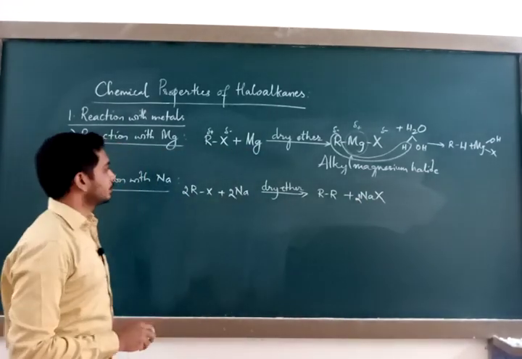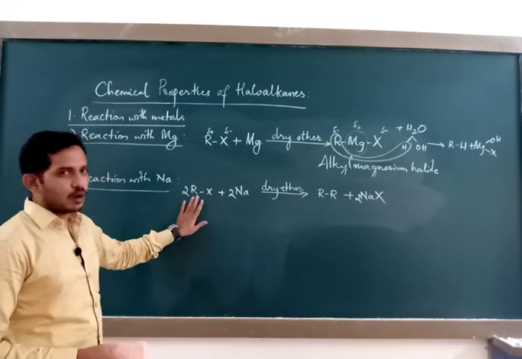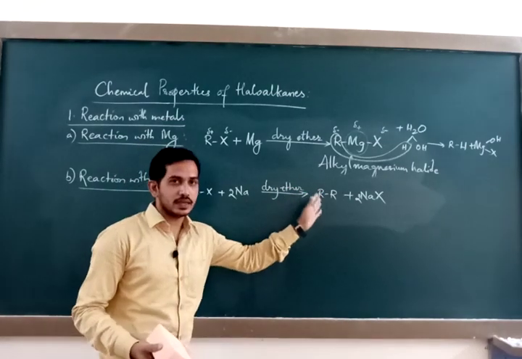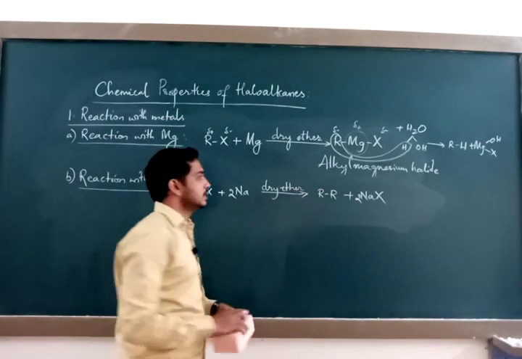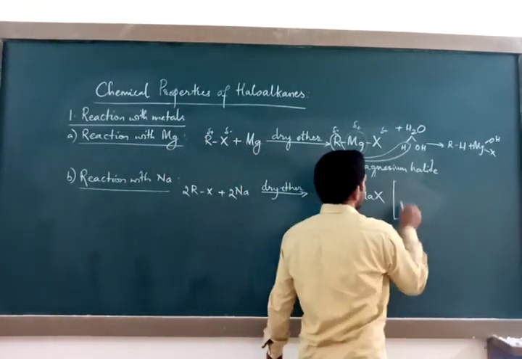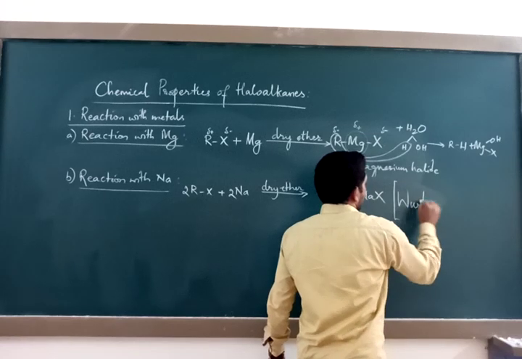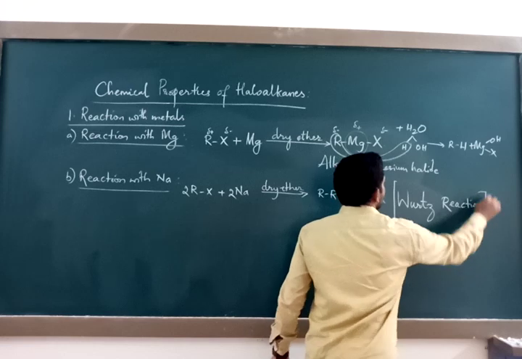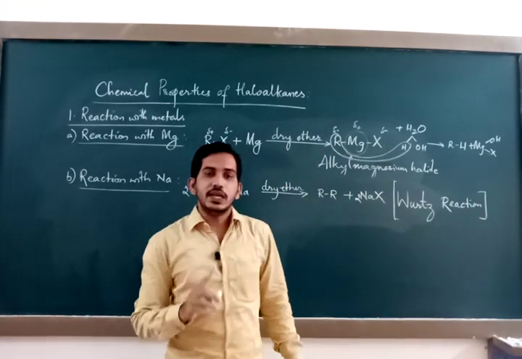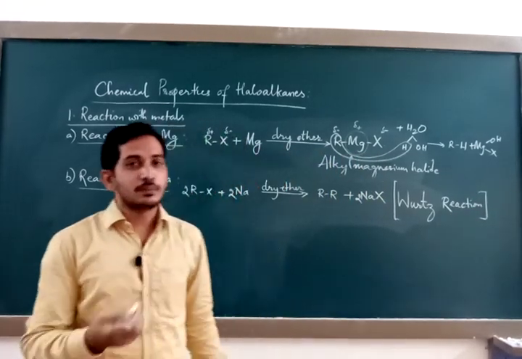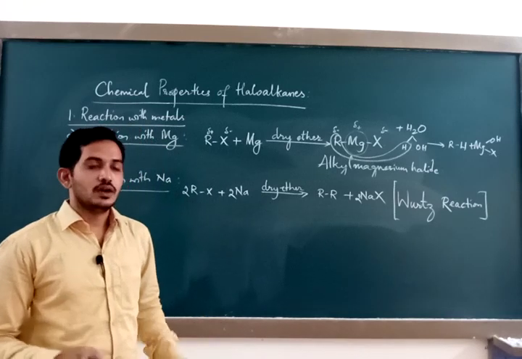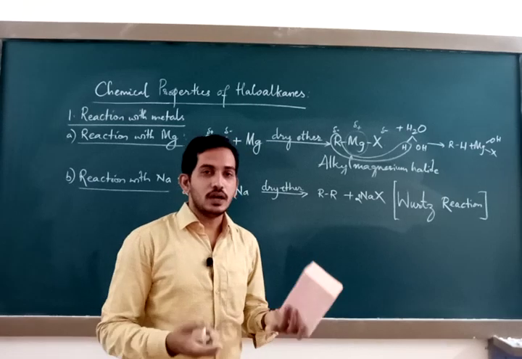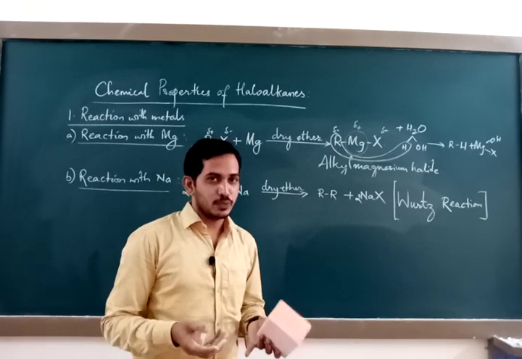Everything is balanced. So when any alkyl halide or haloalkane is reacted with metallic sodium in the presence of dry ether, you get higher alkanes. This reaction is called Wurtz reaction. Always remember, named reactions are important from exam point of view. All named reactions or named reagent reactions are important for exam.